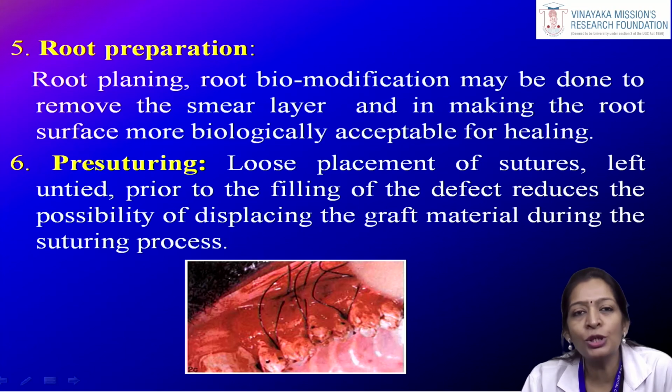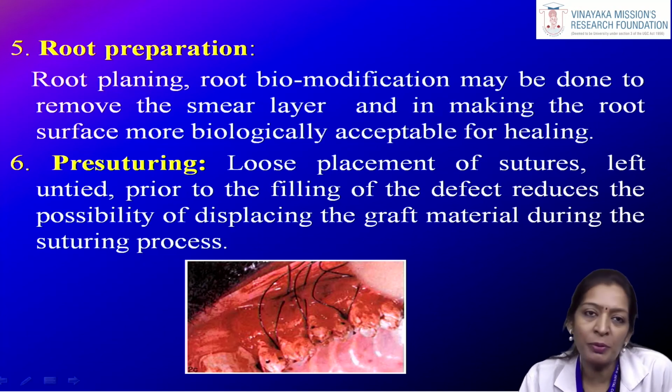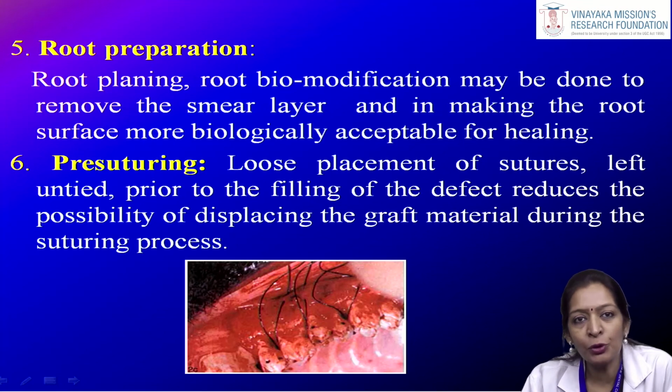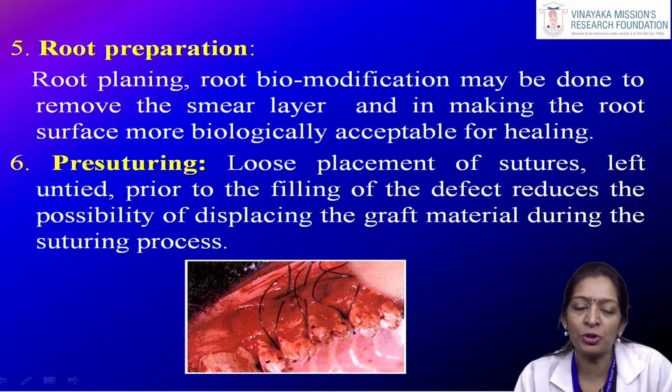because they remove the smear layer, expose the dentinal tubules and help in better attachment to the root, making it more acceptable for healing. So after the curettage, after removing the granulation tissue, after irrigation, root preparation is done, that is, the root is treated using the root biomodifying agents. So all these procedures are done.